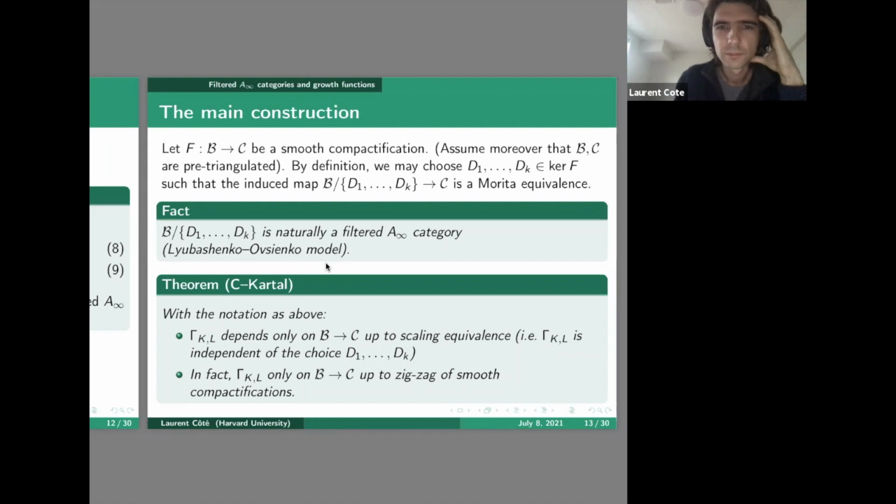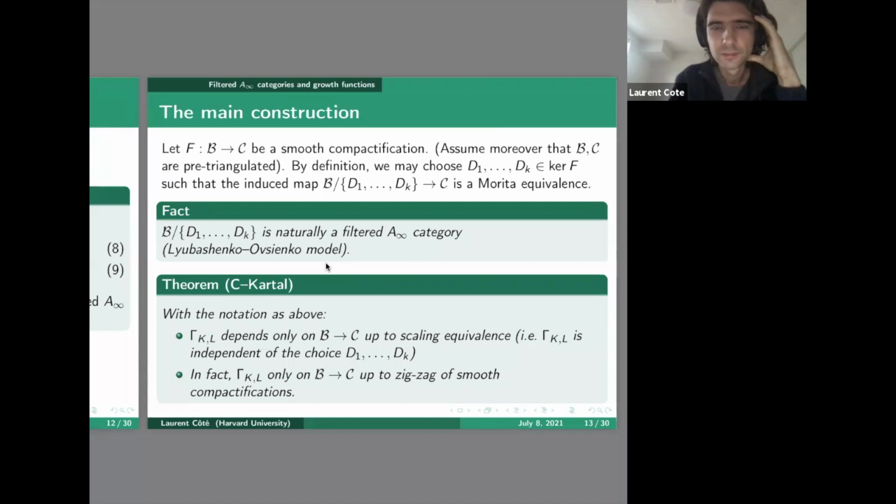A fact which essentially follows from the construction of a quotient of infinity categories is that this quotient is actually naturally a filtered infinity category. It's simply so by construction. But the filtration depends on the choice of D1 to Dk.